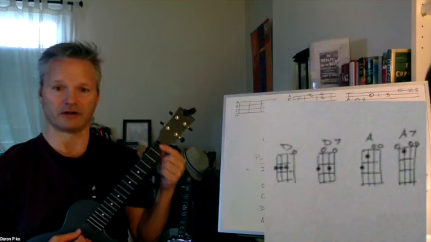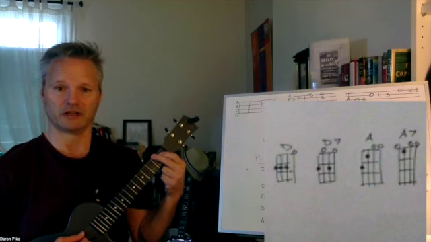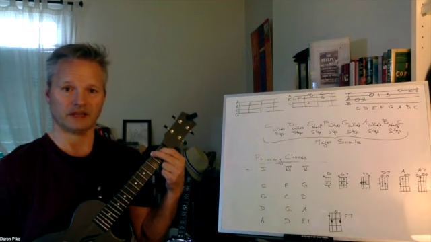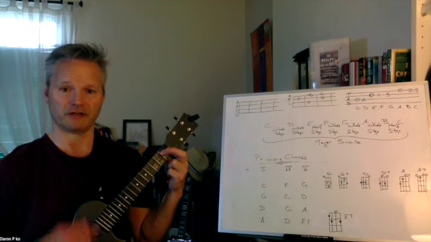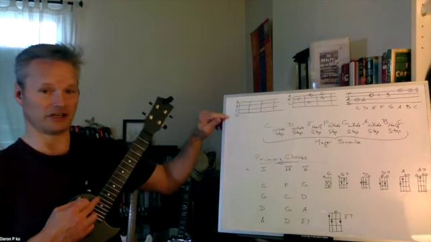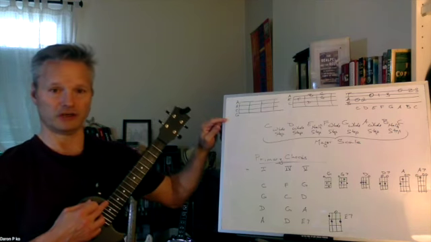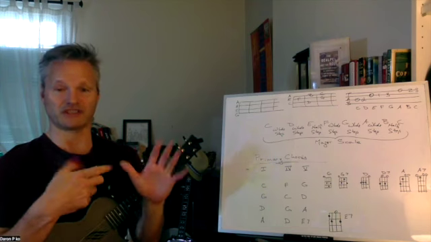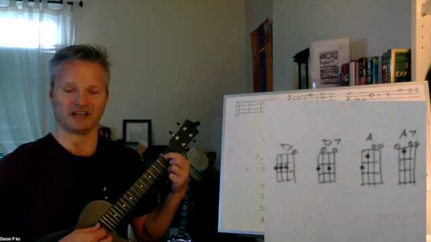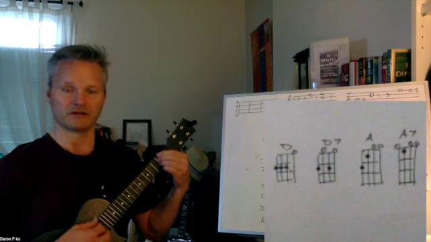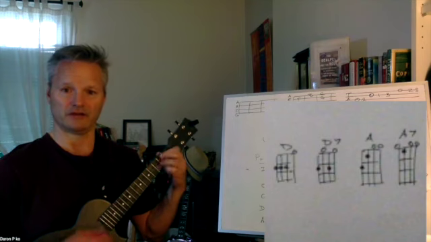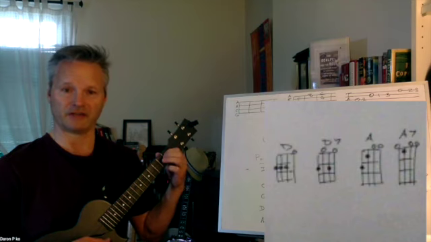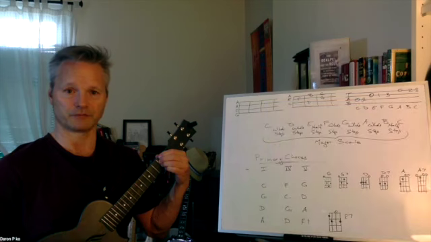A has a finger on the first fret of the third string and the second fret of the fourth string. In A7, you remove this middle finger. That leaves the open G string. An A chord with a G note is an A7. If you count A, B, C, D, E, F, G, the G is the 7th note. That's what makes it an A7 chord. So D to G to A, or D to G to A7 is the 1, 4, 5 in D.